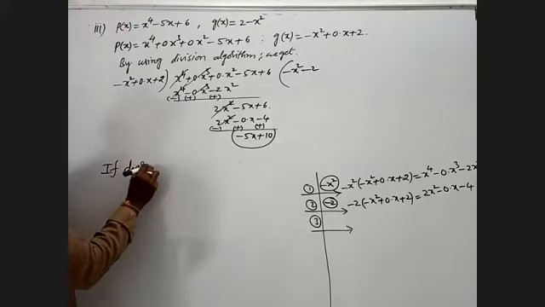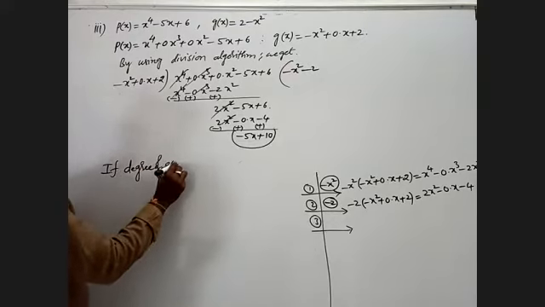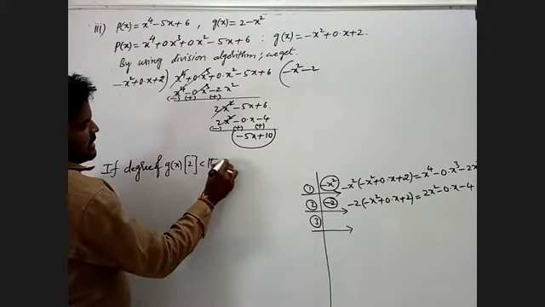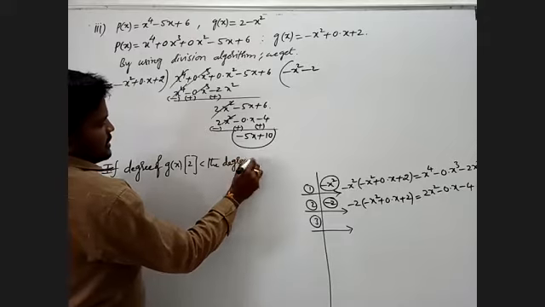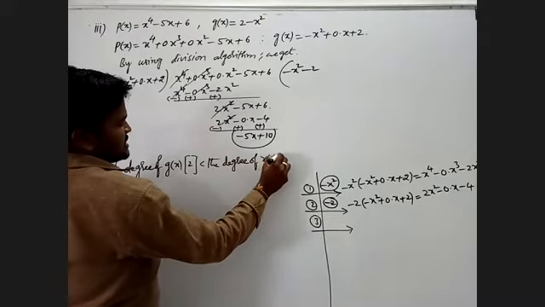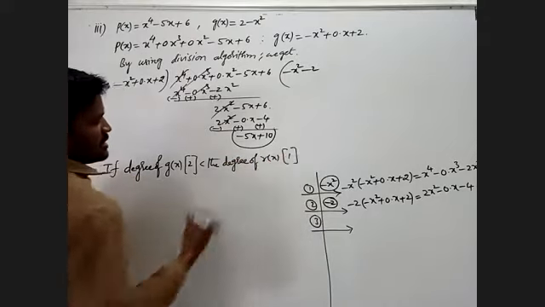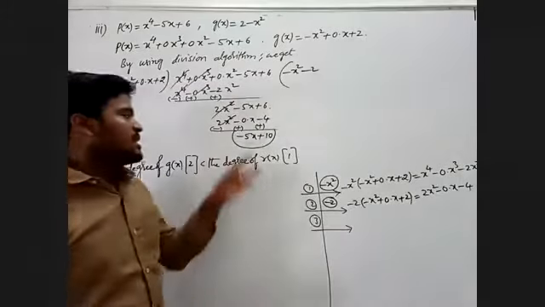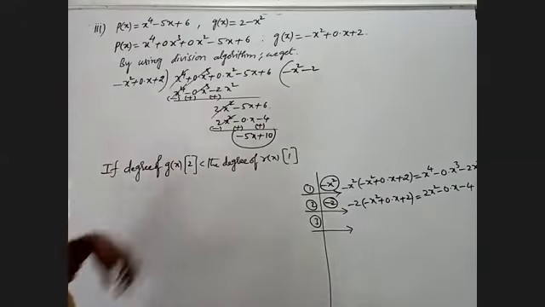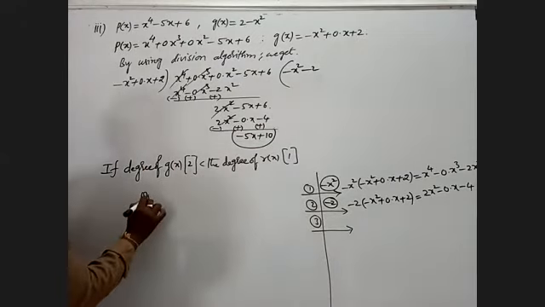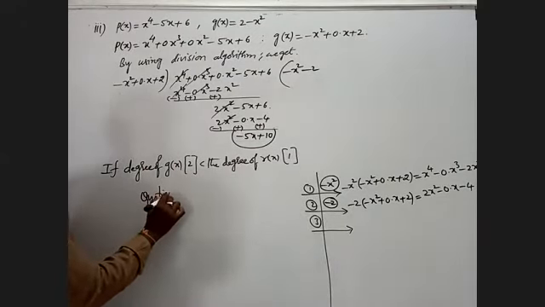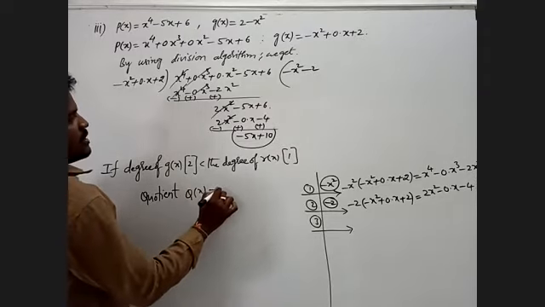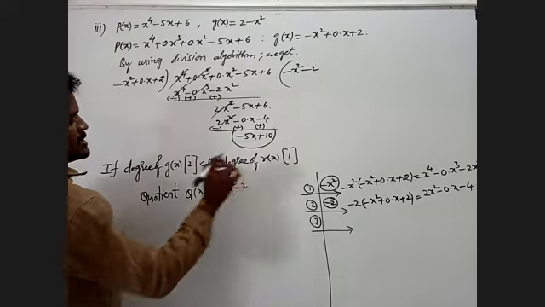The degree of g of x is 2, which is less than the degree of r of x, that is the value is only 1. The degree of g of x is less than the degree of r of x, which means the division will stop at the remainder. We have to write the quotient and remainder. The quotient q of x is minus x square minus 2.